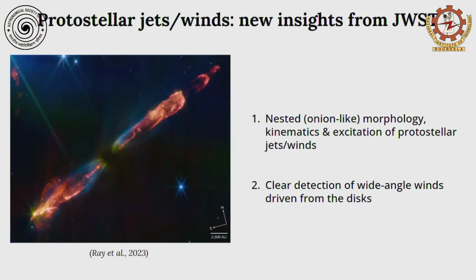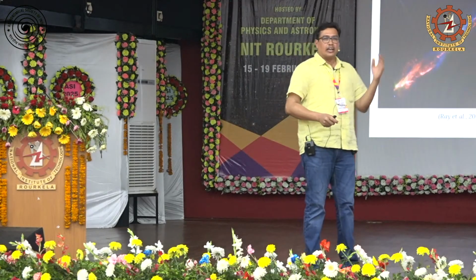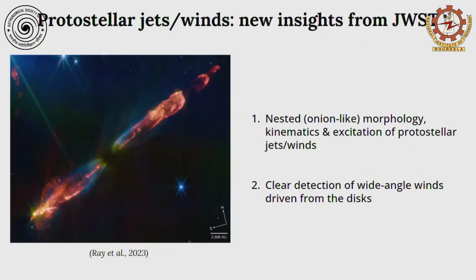Moving on, let's look at what we have learned from JWST. These are the two main conclusions that we have been able to make so far from JWST. We see jets and winds. We see a collimated, high velocity jet, and a wide angle, slow moving wind. In other words, we see this nested structure, or stratified flows, in morphology, in kinematics, and in excitation. I'll demonstrate this in the following slides.